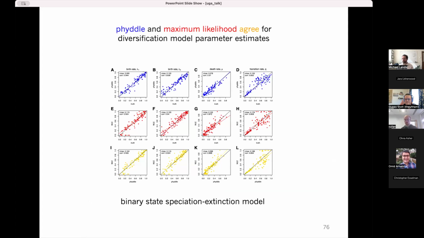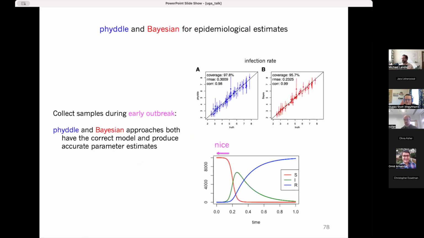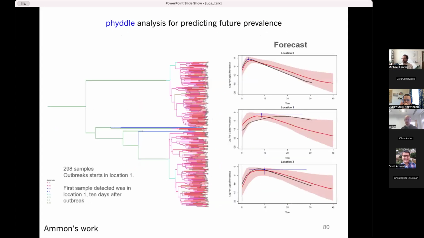We've been able to get this to work smoothly with macroevolutionary problems for parameter estimation, continuous trait evolution models for model selection, and we were even able to get our pipeline to produce accurate estimates that outperform likelihood-based approaches for outbreaks in that nasty phase of spread when we no longer have tractable likelihood functions. We're able to use these methods to obtain estimates that are very difficult to get under likelihood-based approaches, such as forecasts of prevalences. And it performs very well, at least under simulated conditions.